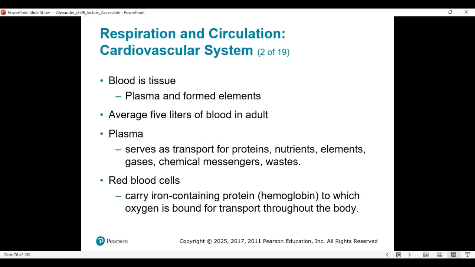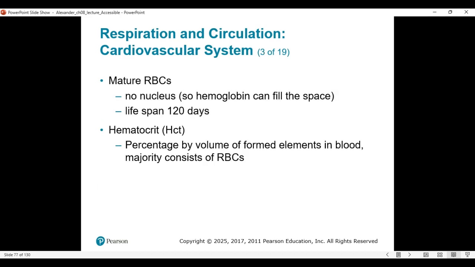Blood is tissue. There's plasma and formed elements. We have about 5 liters in the adult human body. Plasma is the liquid that is the transporting agent, which consists of proteins, nutrients, elements, gases, and waste. We also have red blood cells, which contain the hemoglobin that the oxygen is attached to. It carries the oxygen to the cells. A mature red blood cell has no nucleus, so the hemoglobin can fill that space, and its lifespan is about 120 days.